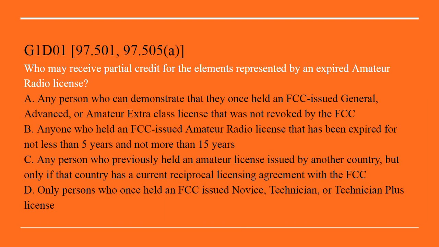First up, G1D01. Who may receive partial credit for the elements represented by an expired amateur radio license? A. Any person who can demonstrate that they once held an FCC-issued general, advanced, or amateur extra class license that was not revoked by the FCC. B. Anyone who held an FCC-issued amateur radio license that has been expired for not less than 5 years and not more than 15. C. Any person who previously held an amateur license issued by another country, but only if that country has a current reciprocal licensing agreement with the FCC. Or D. Only persons who once held an FCC-issued novice, technician, or technician plus license.